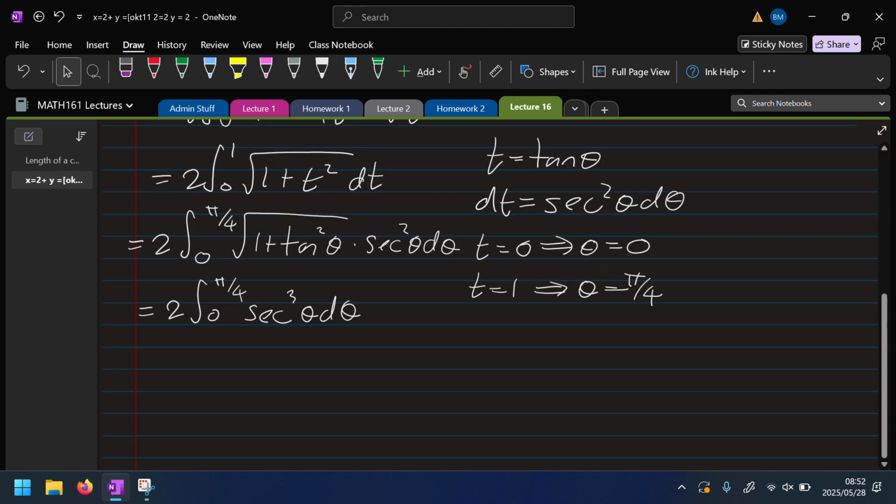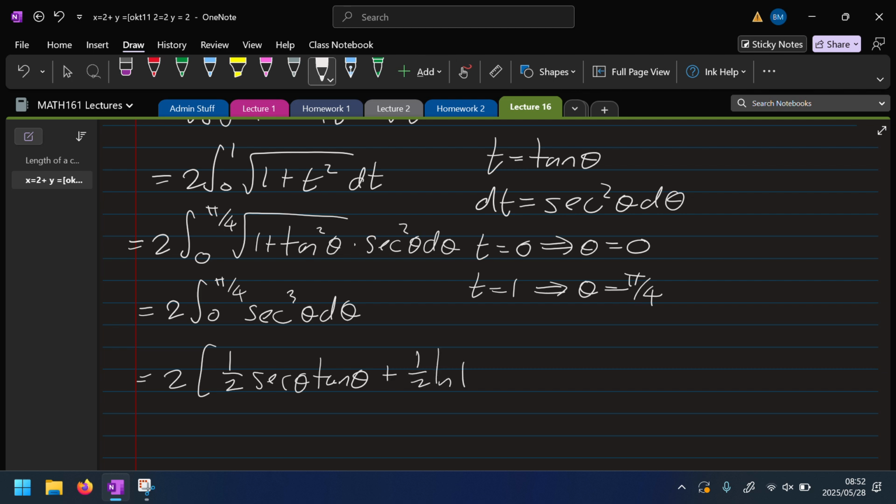Okay, we've done this one before, with the integration by parts. So I'll just put the answer down. So this will be 2. Then we have 1/2 sec tan plus 1/2, and then the natural log of sec theta plus tan theta. Okay, if you forgot how we got to there, just go back to the integration by parts notes. I'm not sure which lecture it was, but we covered the integral of sec cubed with integration by parts.